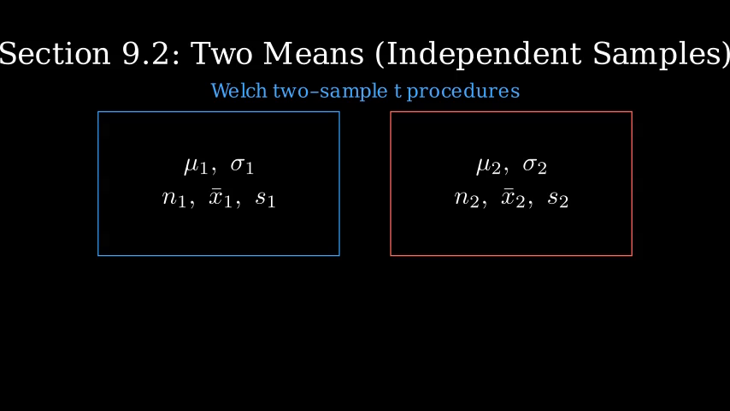For population 2, we use mu2, sigma 2, n2, x bar 2, and s2. We assume the two samples are independent, simple random samples with unknown and not necessarily equal population standard deviations.